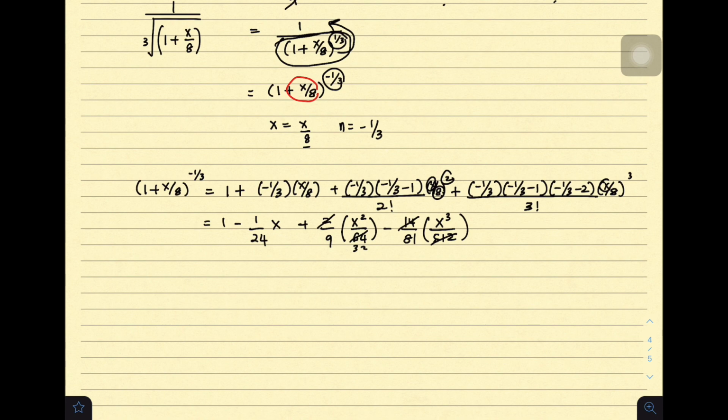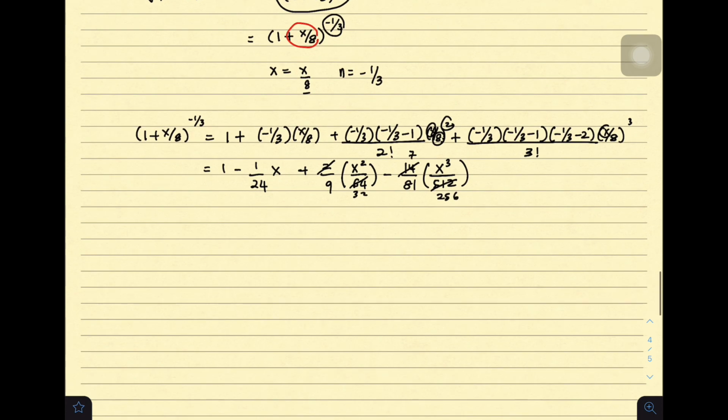Sekejap saya tengok. Bahagi dengan 7. Dengan 7. Bahagi dengan 2. Okay, so ni awak dapat 7. Sini awak dapat 2, 5, 6. Okay, so bila kita simplify, kita akan dapat 1 minus 1 over 24x plus with 32 times 9, 1 over 288 x square.